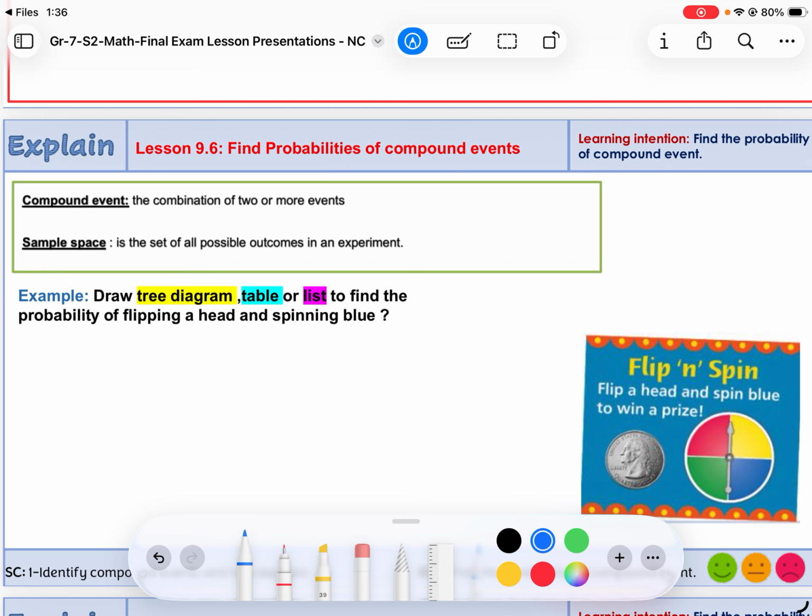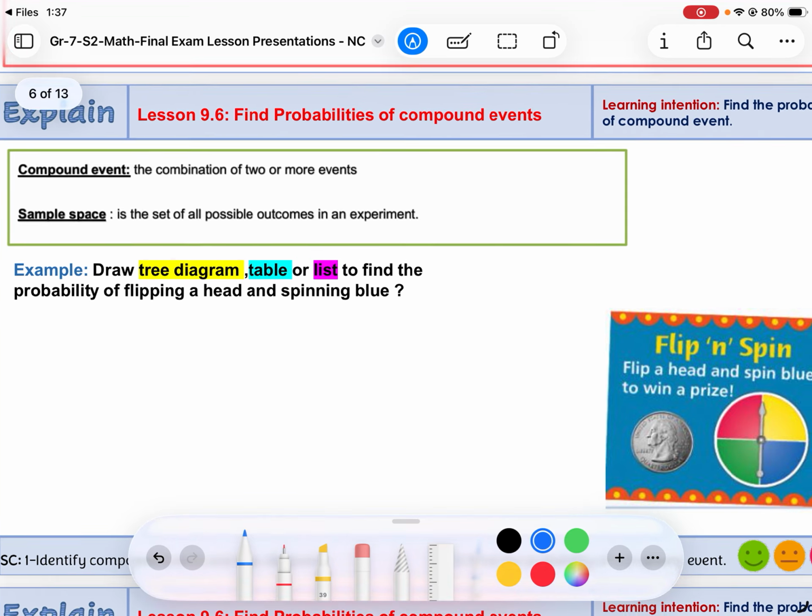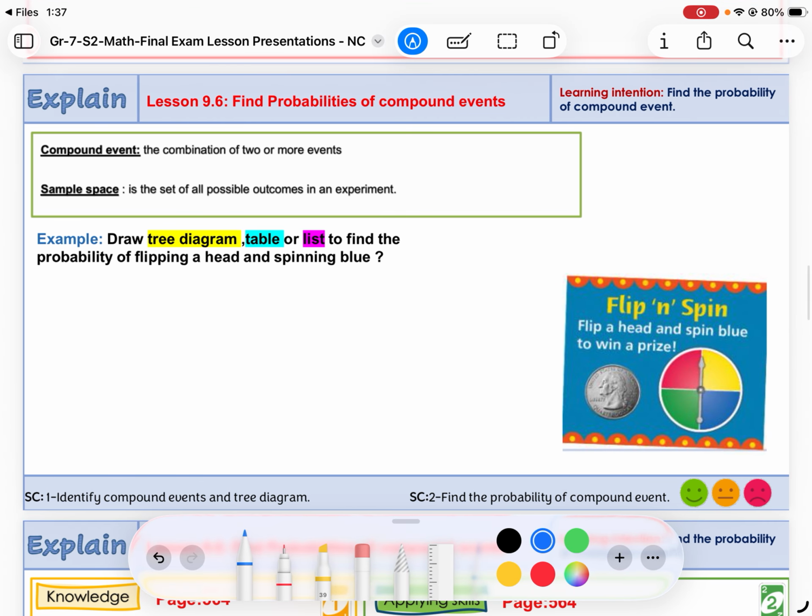So this is the meaning of compound event. The sample space, basically, it's all the possible outcomes that you guys will get from any experiment. Okay, let's start with this example. We have here an example where you need to flip and spin. So the question is asking you what's the probability that you're gonna get a head and blue.